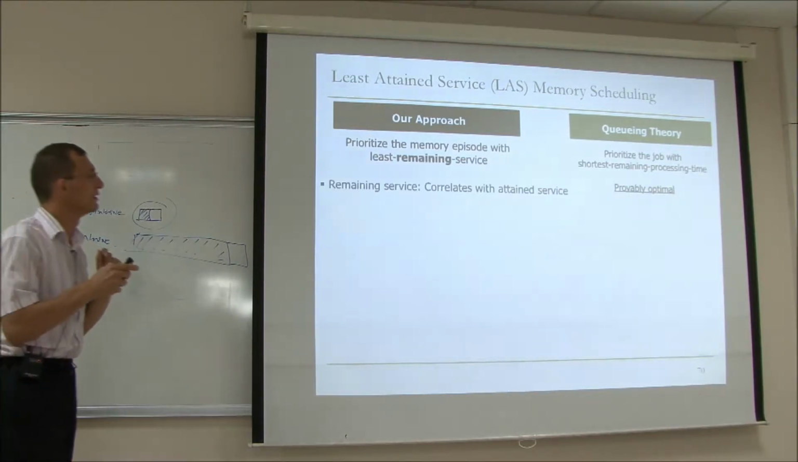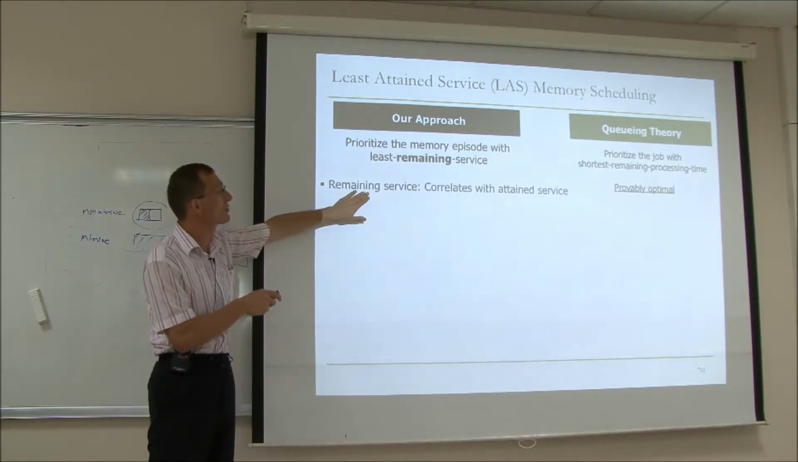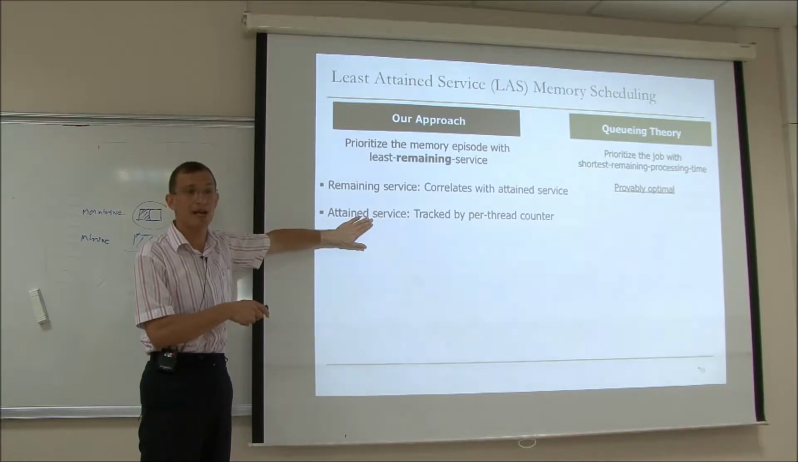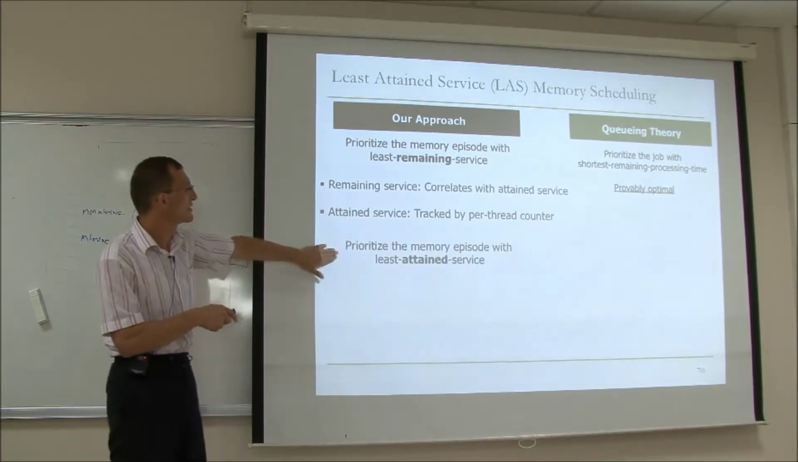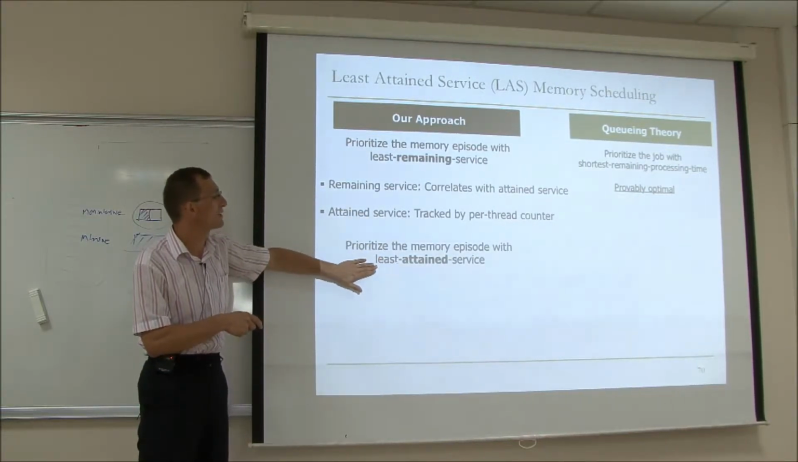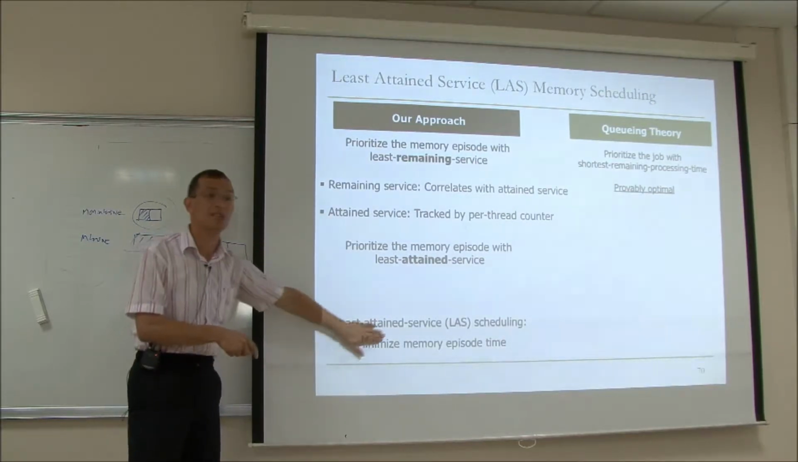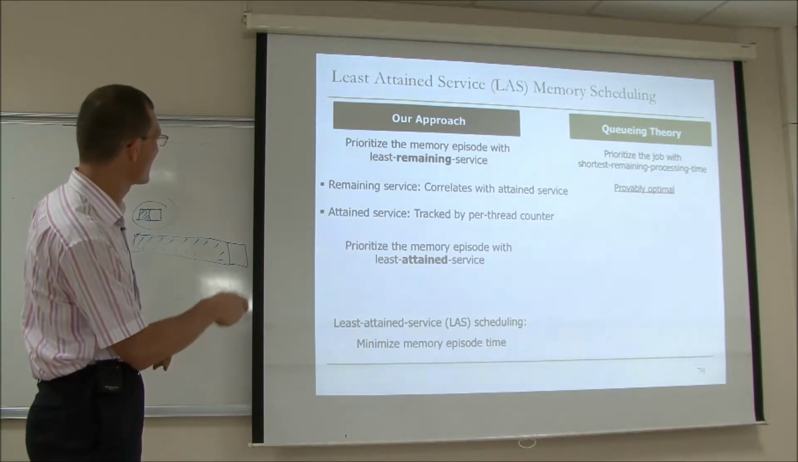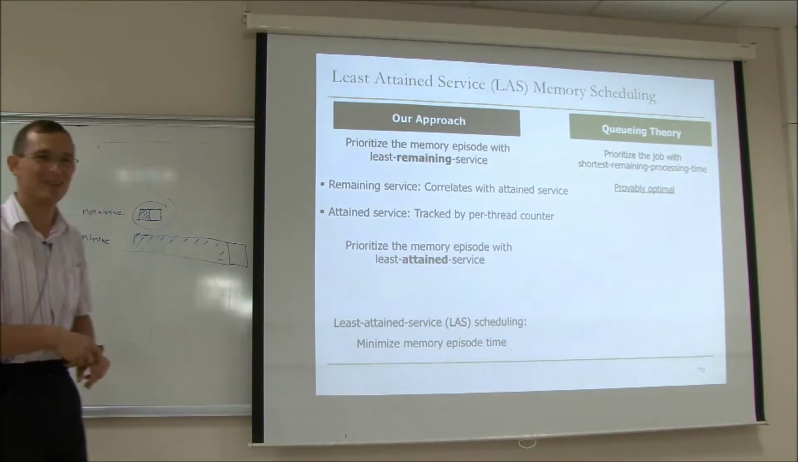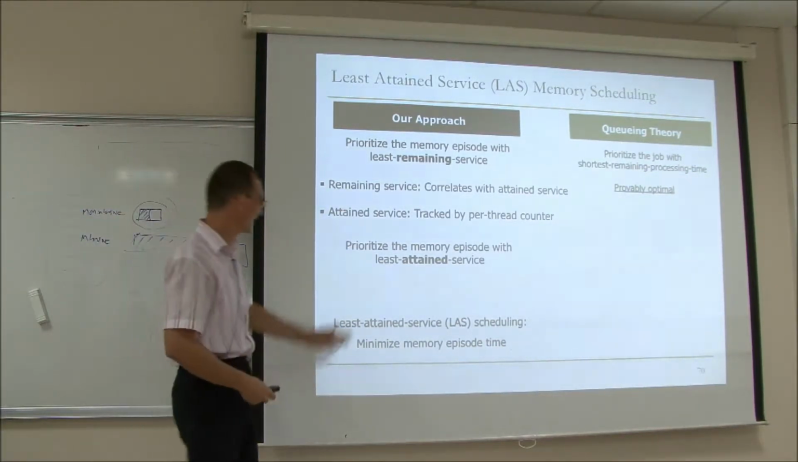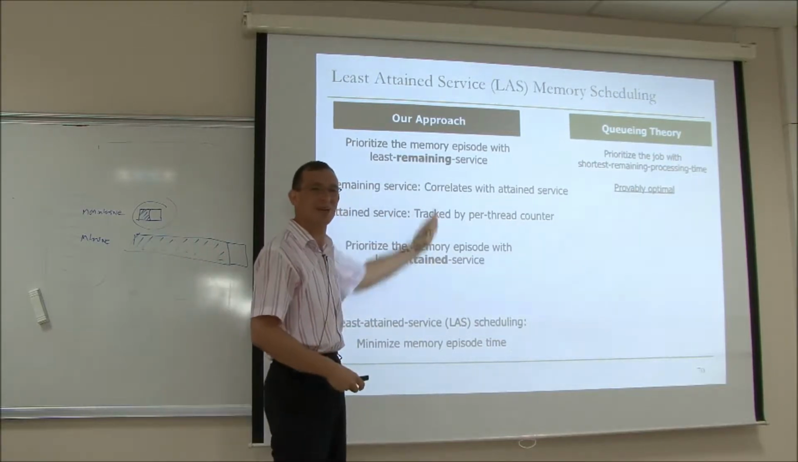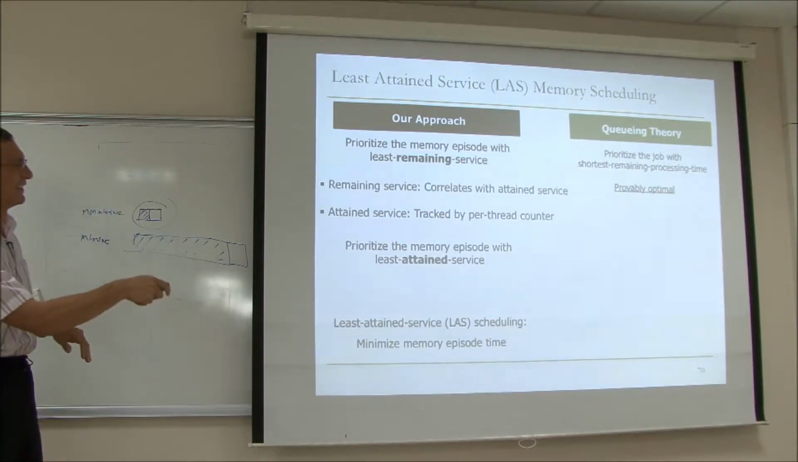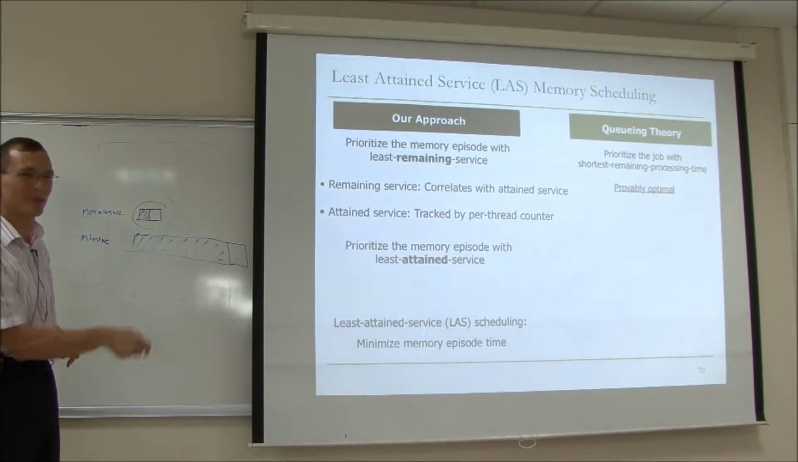So we found that remaining service correlates with attained service. And attained service can be tracked by a per thread counter. As a result, if we prioritize a memory episode with the least attained service, we can minimize the memory episode time. And actually, there are arrows here, but you cannot see them. So if you wonder why it is happening this way, there are invisible arrows here that lead to, actually there's an arrow from here to here, and there's an arrow from this progression.